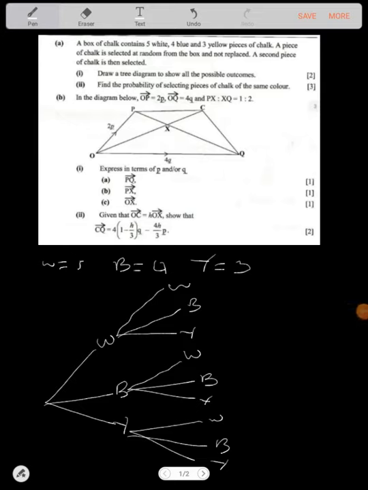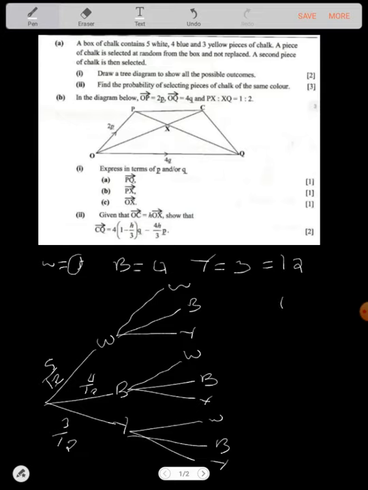So we assume that we picked white and white. What happens if we assume that we picked white and white? White is 5, and the total number of chalks here is 12. So white will be 5 over 12 in the first selection. Blue will be 4 over 12, while yellow will be 3 over 12. Like that.